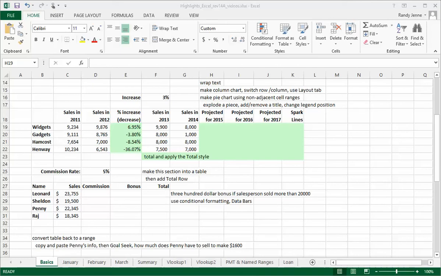It's aimed primarily at MacEwan University students taking business computing, and you can download the Excel highlights file using the link below. I'm going to put my cursor in H19.